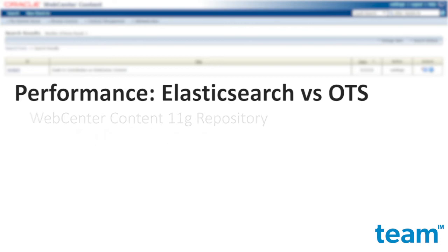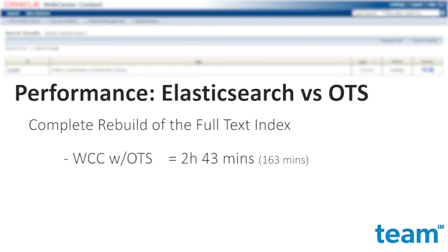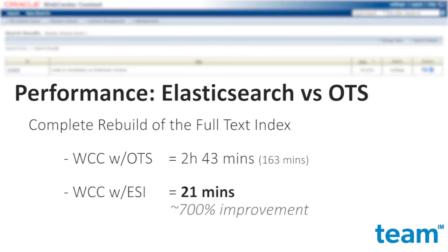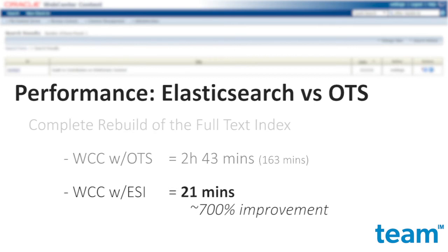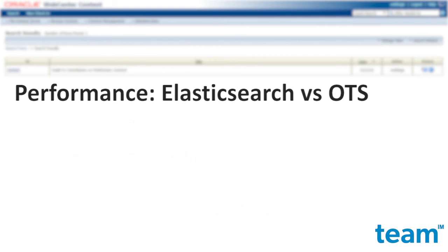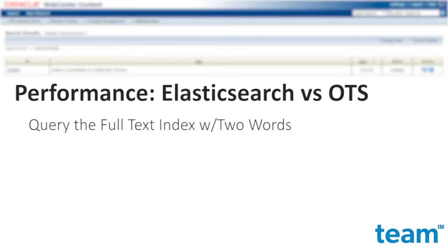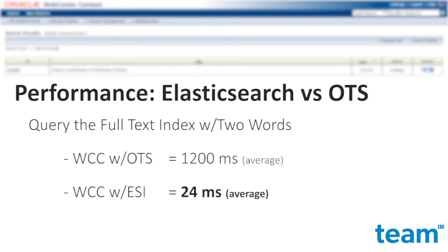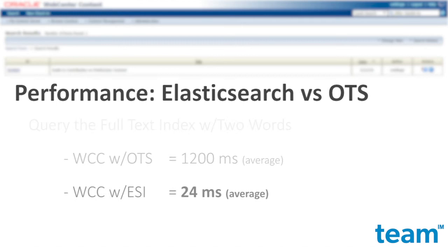It took WebCenter Content and OTS 2 hours, 43 minutes to conduct a full rebuild of the search index. This is pretty standard. With the ElasticSearch integration, that rebuild took just 21 minutes. This represents a nearly 700% improvement. Likewise, when it comes to efficiency in returning results, searching for 2 words against the OTS index took an average of 1,200 milliseconds. With ElasticSearch, that average dropped to just 24 milliseconds. Think of the time your administrators and your users will save over the course of a single year, simply not waiting for results.